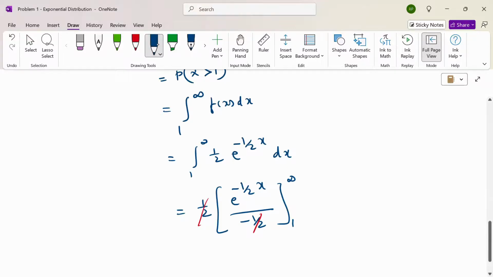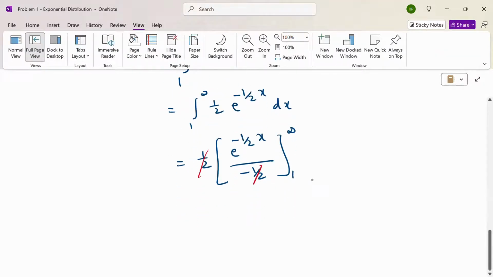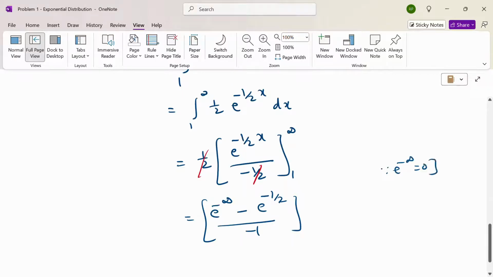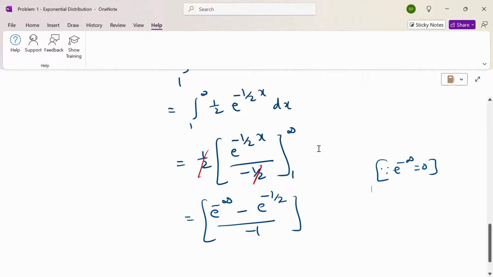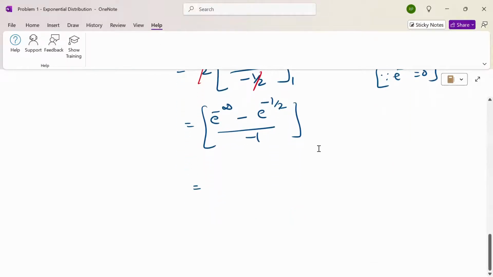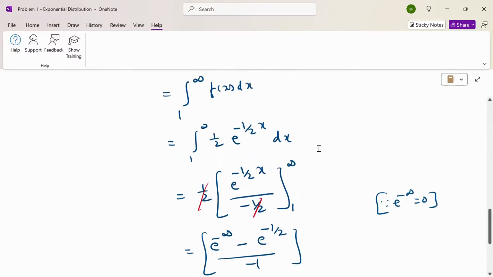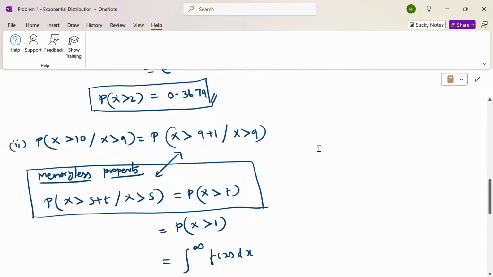Substitute the upper limit minus the lower limit: e power minus infinity minus e power minus 1/2, divided by minus 1. So e power minus infinity is 0. Therefore, minus minus becomes plus, and the value is e power minus 1/2, which is nothing but 0.6065. So this is using the memoryless property.